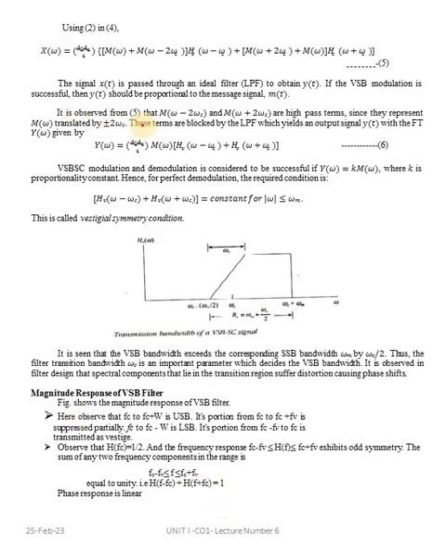The signal x of t is passed through an ideal low pass filter to obtain the output y of t. VSB demodulation is successful when y of t is proportional to the modulating signal m of t. It is observed that omega minus 2 omega c and omega plus 2 omega c are the high pass terms, since they represent M of omega translated by plus or minus 2 omega c. These terms are blocked by the low pass filter, which yields an output signal y of t with the Fourier transform Y of omega. So we can write the Fourier transform of the above equation, which gives you this equation.